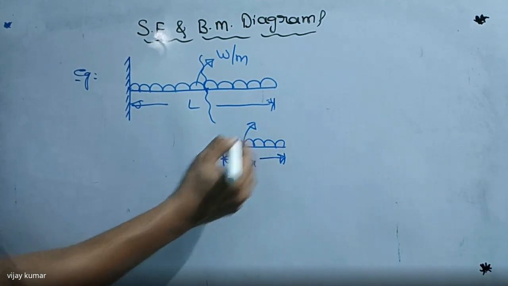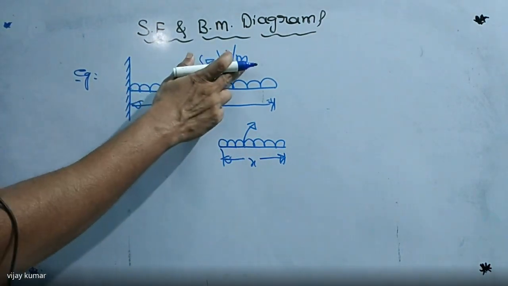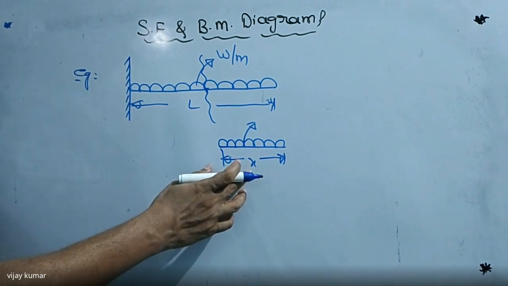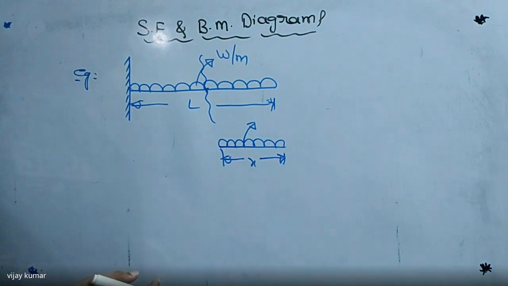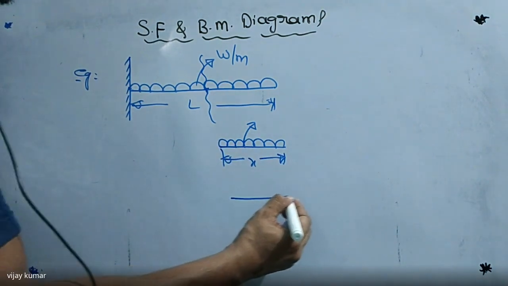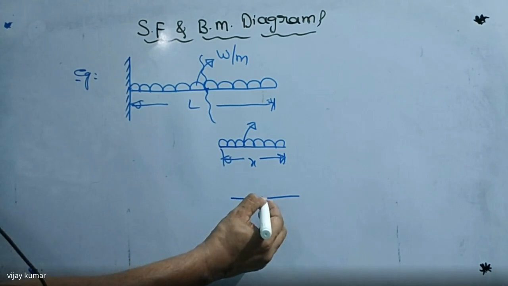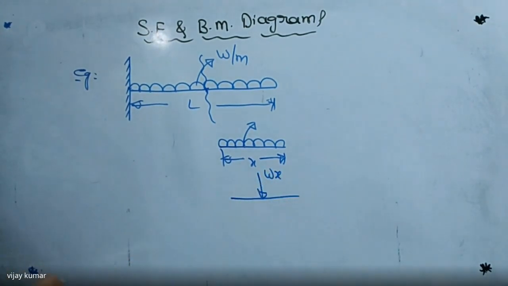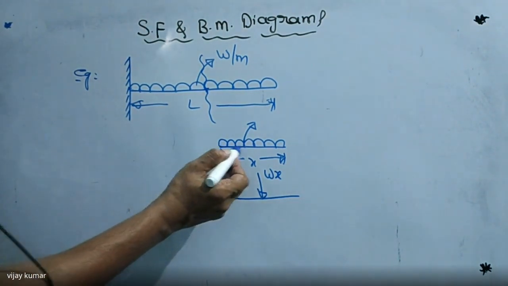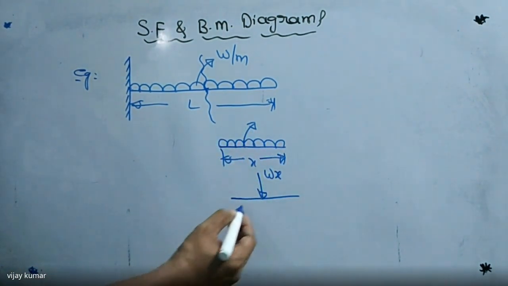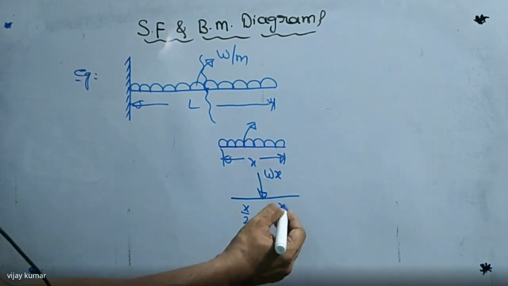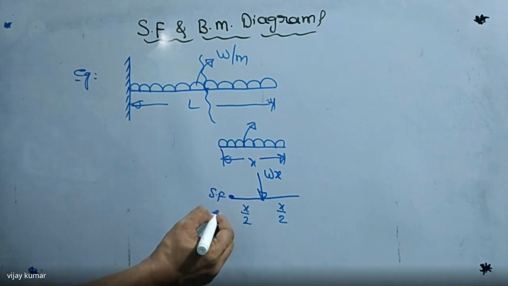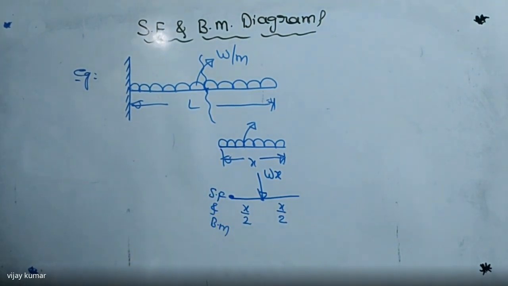And what is the weight here? This is the weight per meter, but this is weight per length of X here. Now tell me, what is the total load on this part? The total load is nothing but W into X, acting exactly at the center. So I'm indicating here W into X, that is the total load. That means I'm going to convert this UDL into a point load. This is at a distance of X by 2. Did you get my point? Here I'm going to find the shear force and the bending moment.